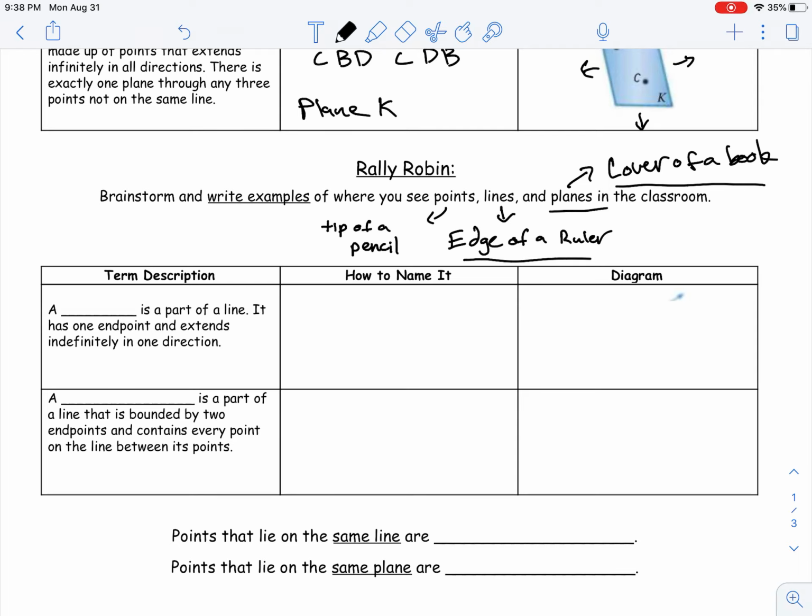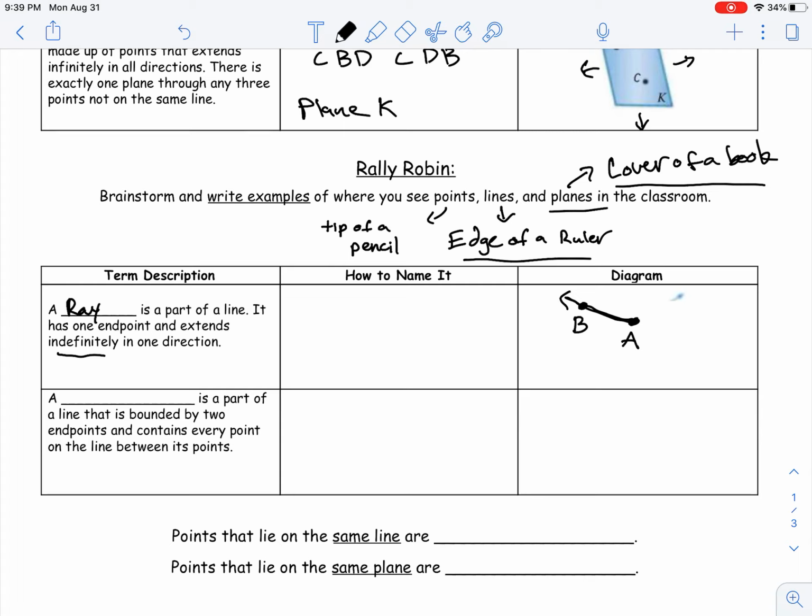Moving on here. Let's talk about these two. A ray is a part of a line. It has one endpoint and extends indefinitely, or another word for indefinitely is infinitely, in one direction. So it would look something like this. There's my endpoint, there's my arrow, and I'm going to throw another point on there as well. We'll call it A and B. This is a ray, and I didn't do a very good job of drawing a straight line here, but it should be straight, and it has an arrow only on one side of it.